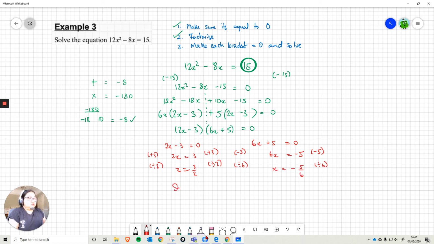So my two solutions to this equation are x equals 3 over 2 and x equals minus 5/6. I hope these three examples help. It is not the easiest equation to solve, but with practice it does get easier, and I hope this helps.